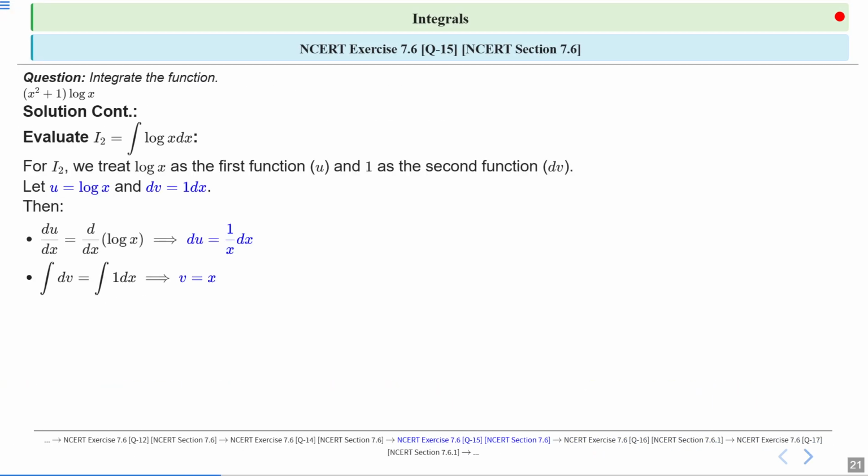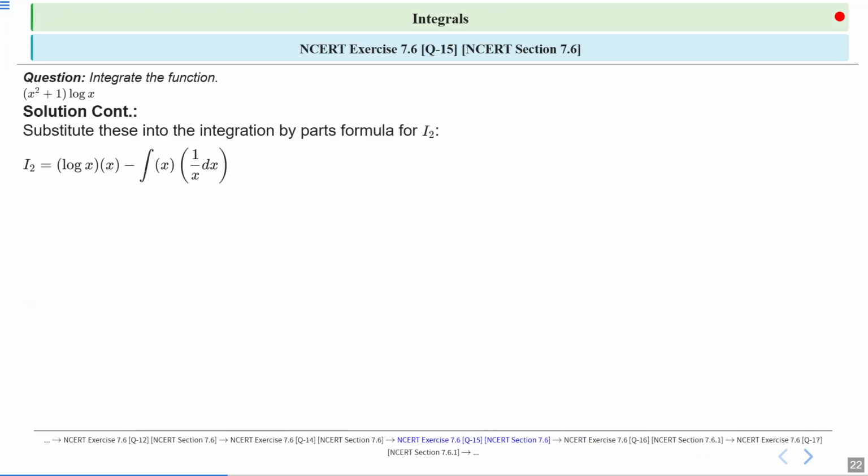Now we will evaluate I2, that is, we have to integrate log x. We take log x as the first function, that is u, and 1 as the second function, that is dv. So when we differentiate u to find du, we get du is equal to 1 by x dx. And when we integrate dv to get the value of v, we get integration of 1 dx, that is v is equal to x.